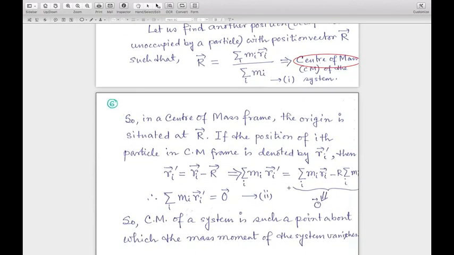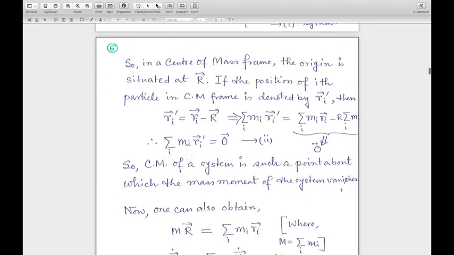Now if we define another frame of reference, taking the center of mass position as its origin, then we can easily say that the origin is actually situated now at R, and if the position of the ith particle in this new CM frame, the center of mass frame, is denoted by ri prime, then ri prime would be simply given by ri minus capital R. Then multiplying both sides with mi and taking the sum over i, the summation over mi ri prime is equal to summation over mi ri minus capital R times summation over mi, and by definition of center of mass this is 0.